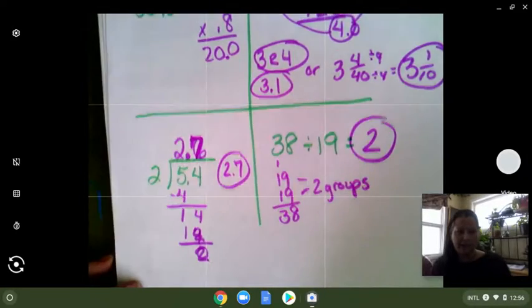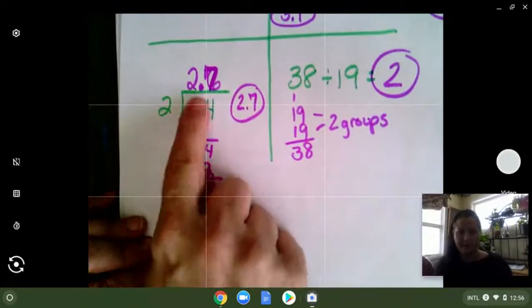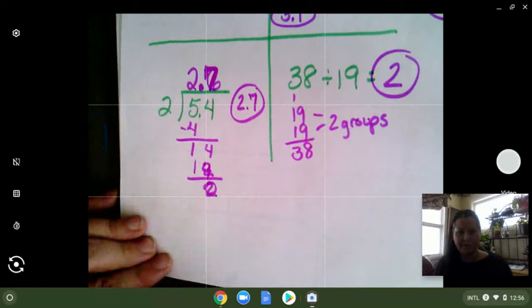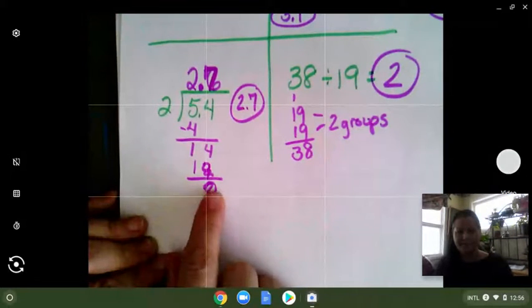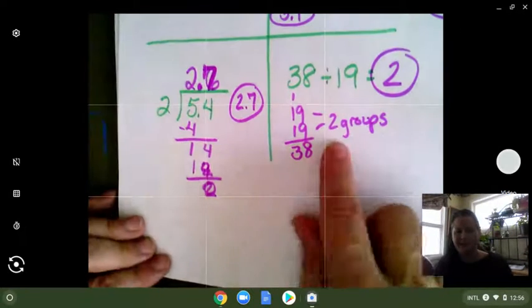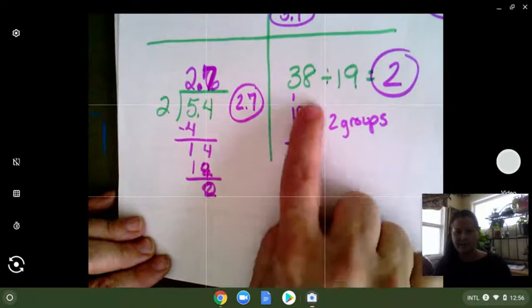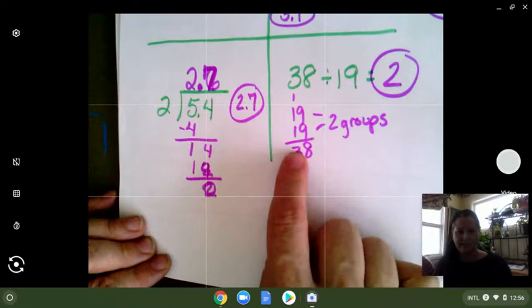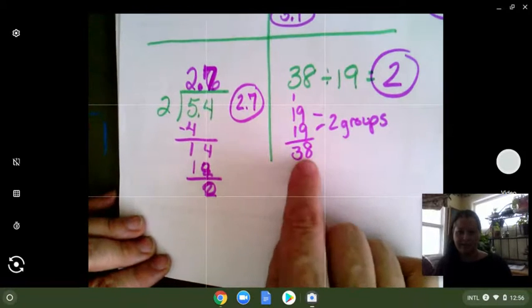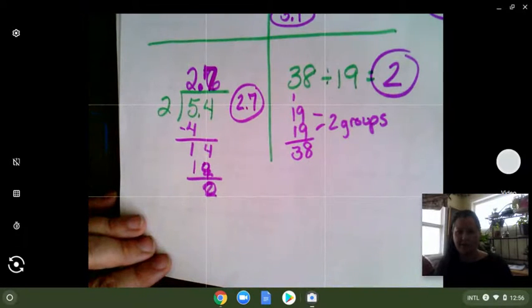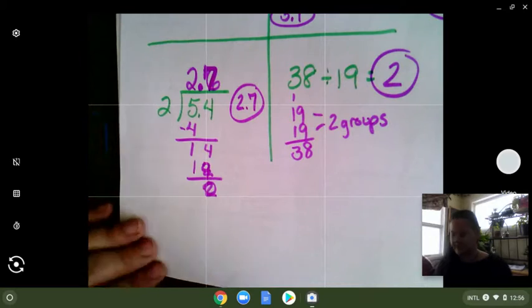Okay, this next one is going to be 2.7. When you divide that out, it's a 0, so 2.7. Here, 19 will fit into 38 2 times. So I started my repeated addition, just finding out that it will go in there. 2 groups of 19 equals 38.